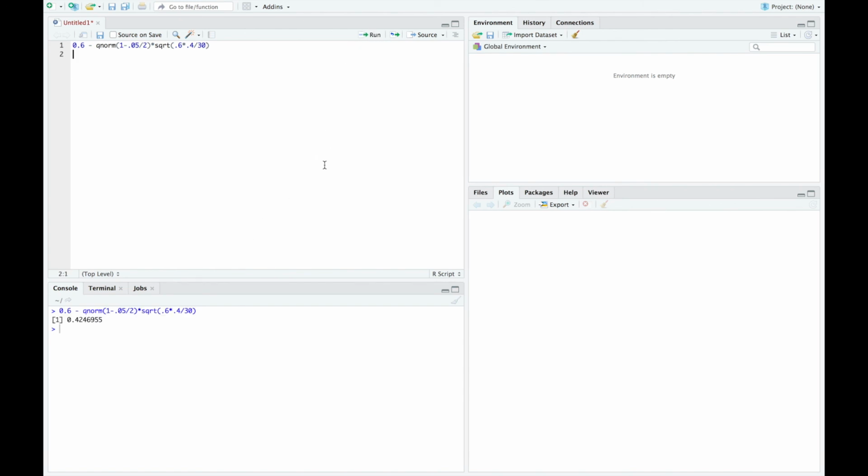And we get our lower bound, 0.4246955. So our hand estimate of 0.425 was very close. For the upper bound, we just change that minus to a plus sign. And we get 0.7753045. So once again, our estimated value by hand was 0.775. So we are very close to a very good approximation here.